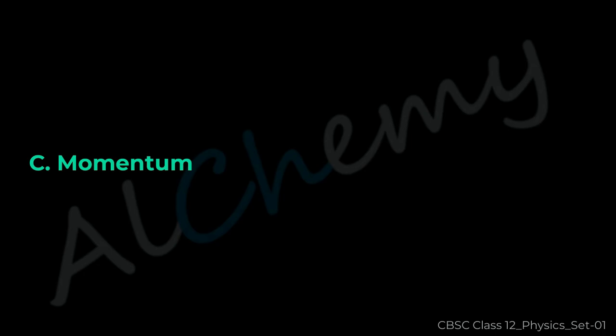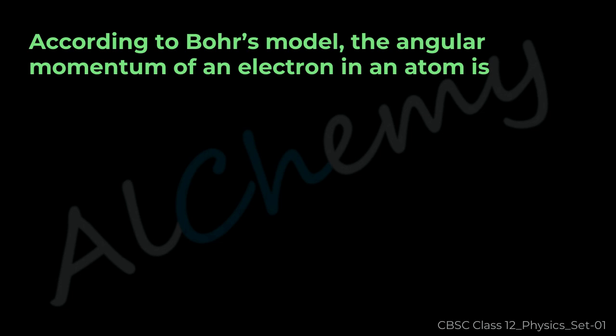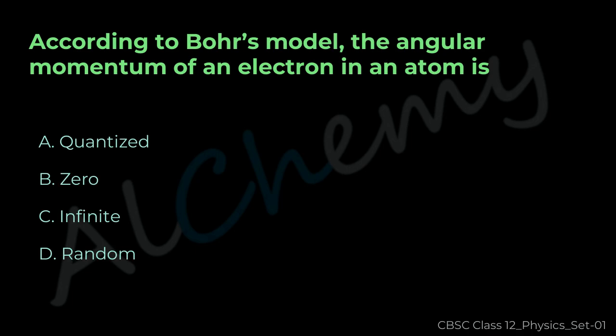The correct answer is C. Momentum. Question 31. According to Bohr's model, the angular momentum of an electron in an atom is A. Quantized, B. Zero, C. Infinite, D. Random.